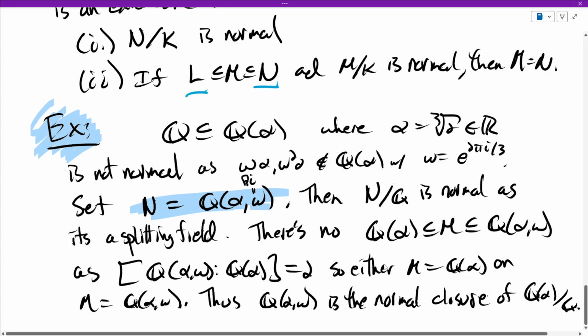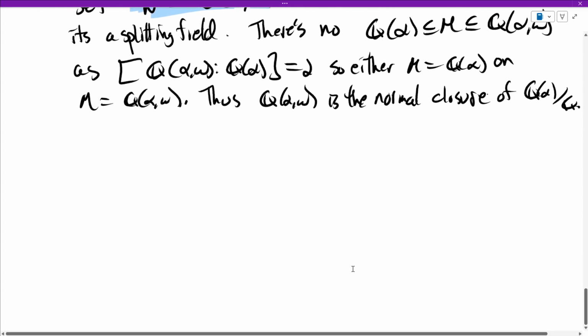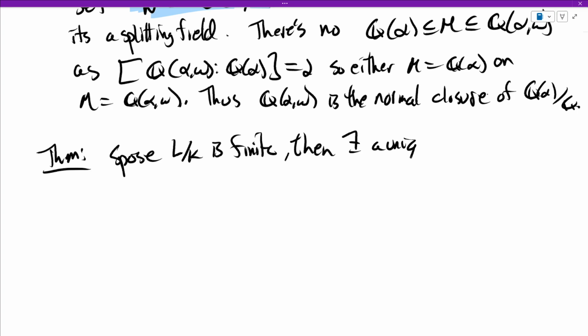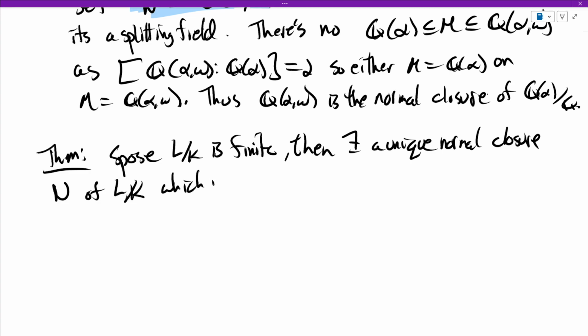All right, there's still time here. Let's prove a quick theorem. I say it's quick, but we might take a little bit of time. Suppose L over K is a finite extension in C, everything's in C. Then there exists a unique normal closure N of L over K, which is still finite.